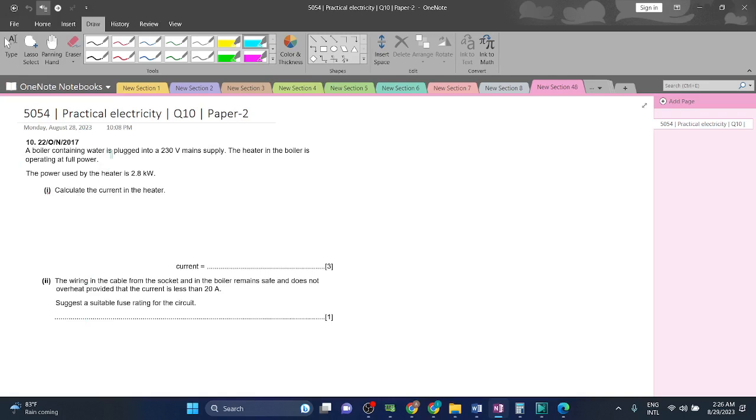A boiler containing water is plugged into a 230-volt main supply. The heater in the boiler is operating at full power. The power used by the heater is 2.8 kilowatts. Calculate the current in the heater.